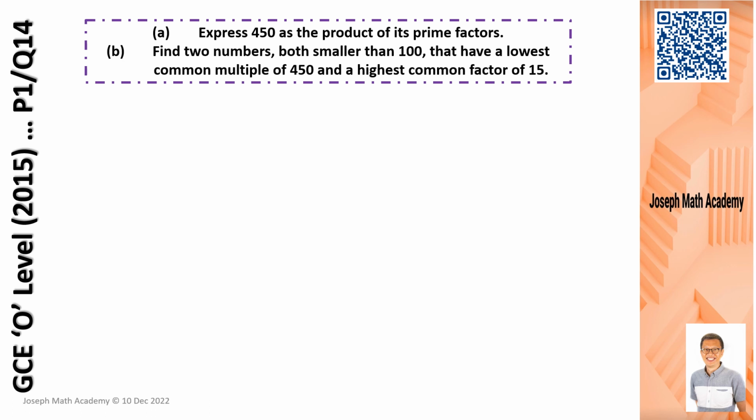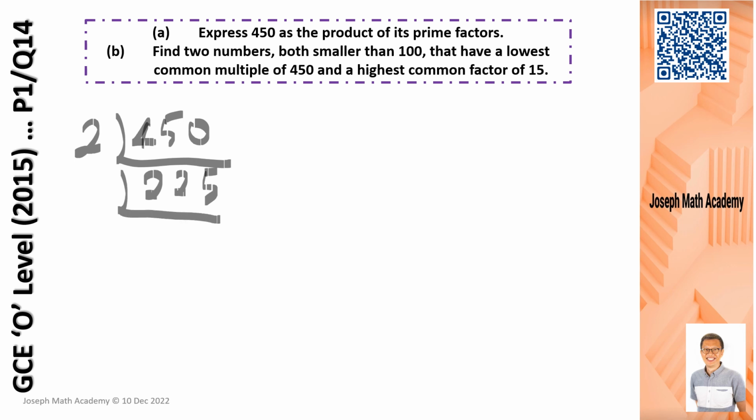Express 450 as a product of its prime factors. This one should not be an issue. We just need to do repeated division. So 450 is an even number. So let's use the smallest prime number 2. This will give us 225. Now we end with a 5. Automatic, we know we have to move on to a 5. Okay, we can use 5.